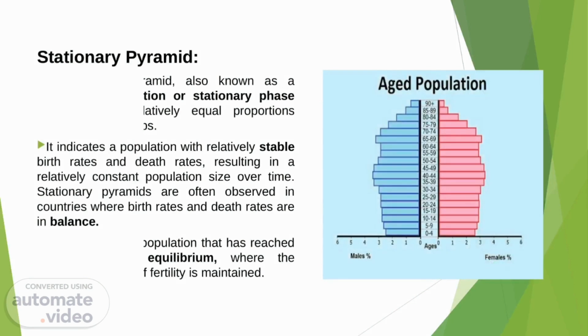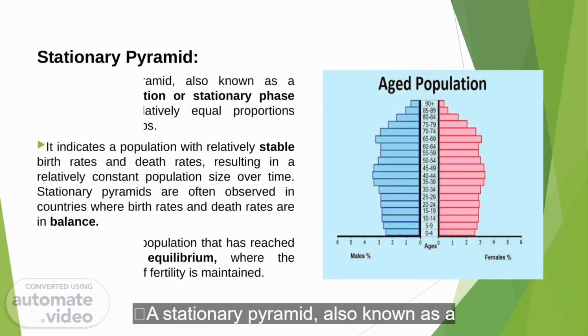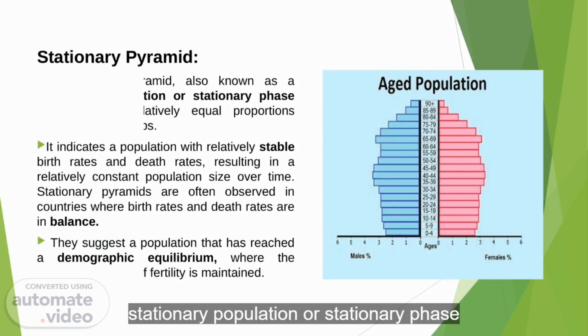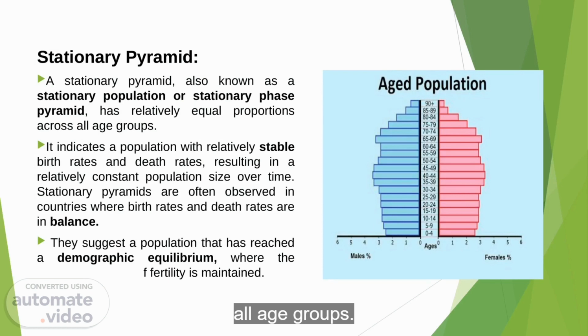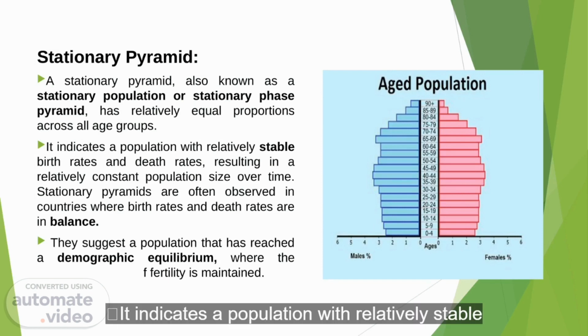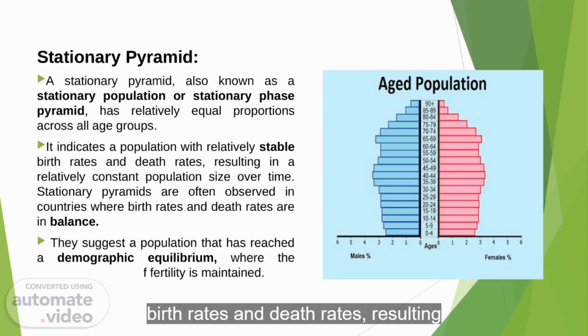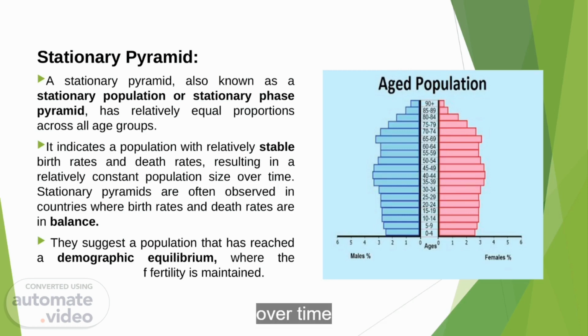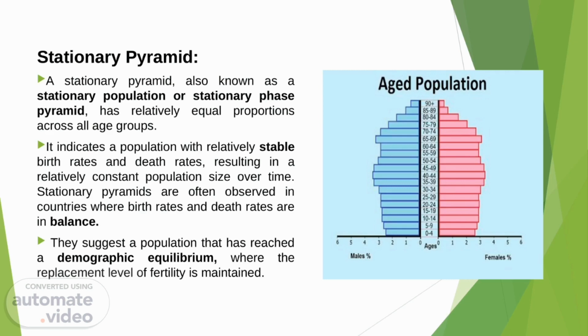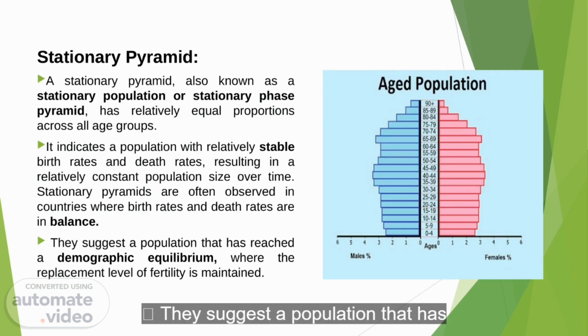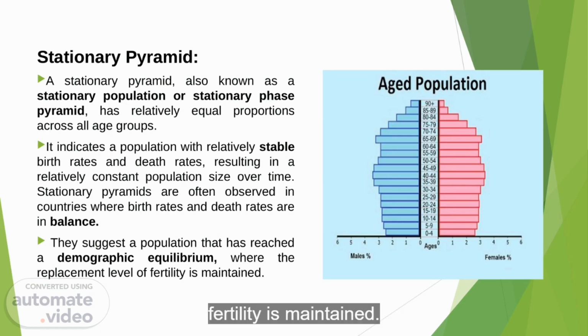Stationary pyramid. A stationary pyramid, also known as a stationary population or stationary phase pyramid, has relatively equal proportions across all age groups. It indicates a population with relatively stable birth rates and death rates, resulting in a relatively constant population size over time. Stationary pyramids are often observed in countries where birth rates and death rates are in balance. They suggest a population that has reached a demographic equilibrium, where the replacement level of fertility is maintained.